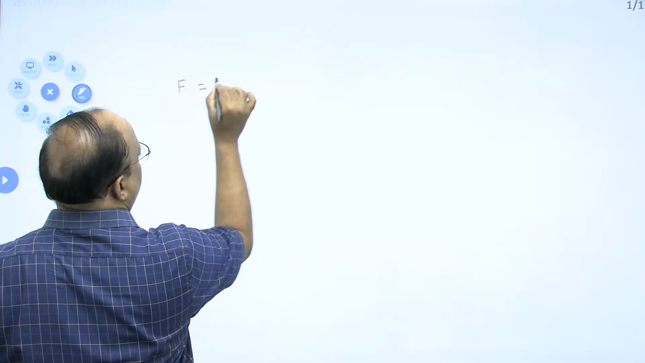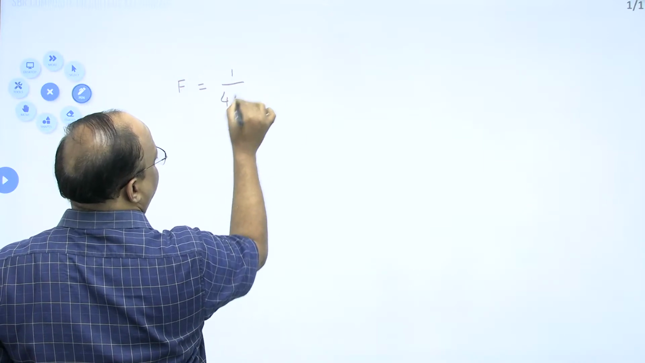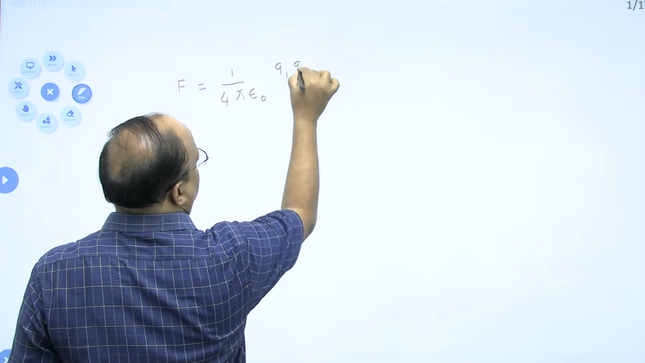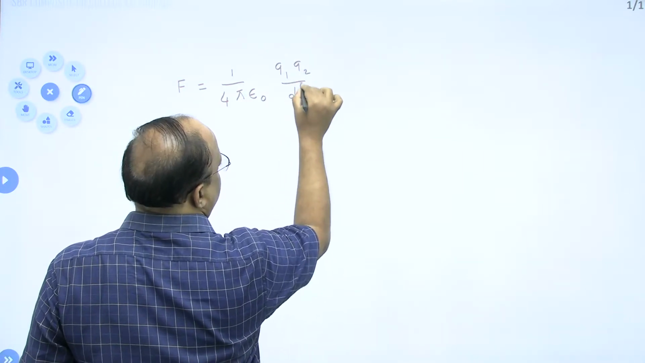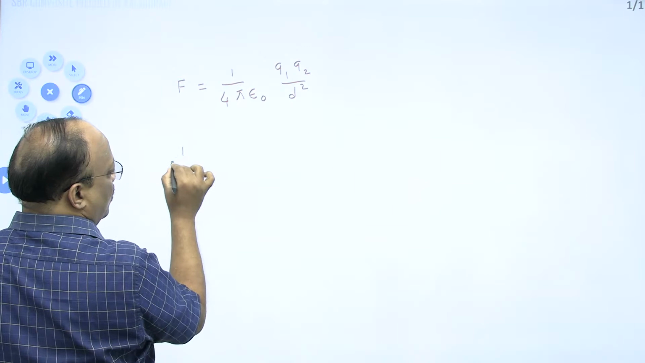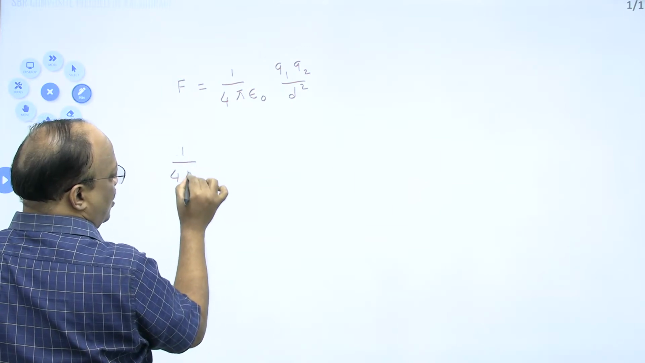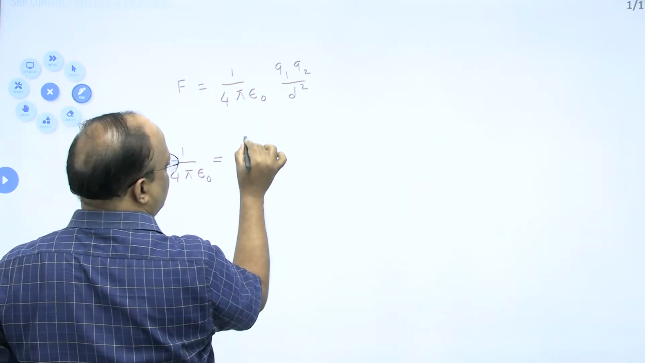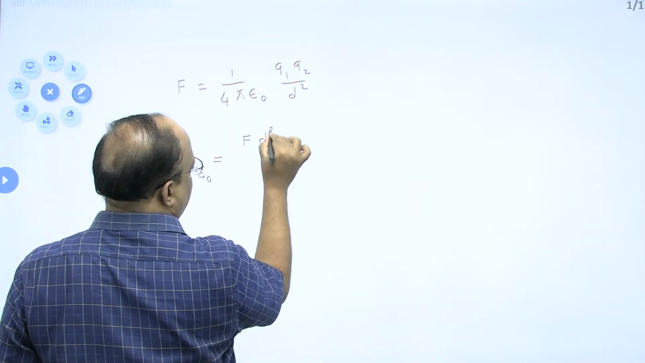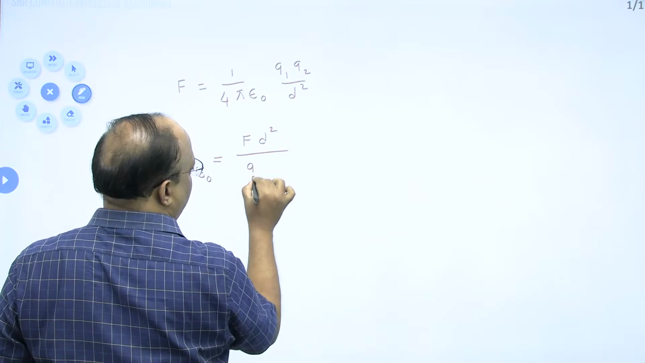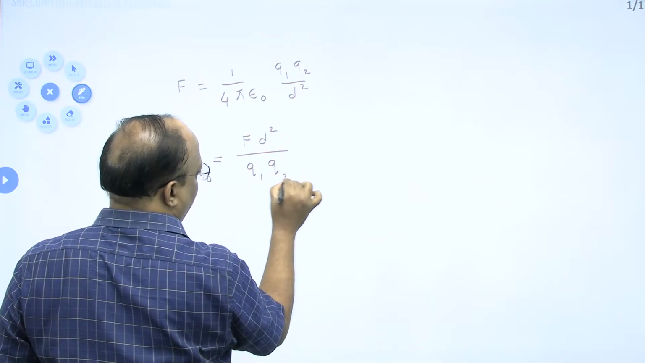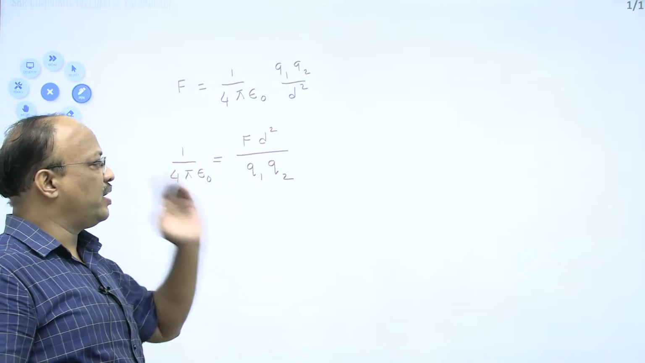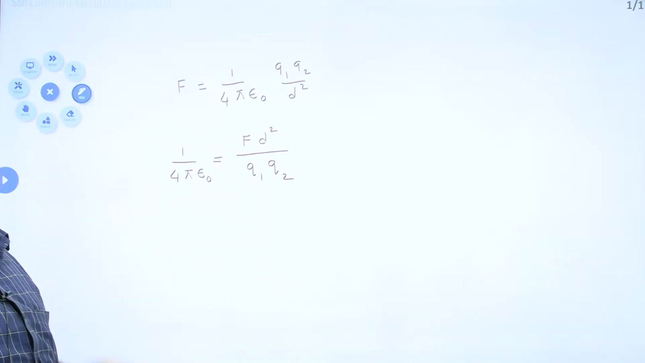So F is equal to 1 by 4 pi epsilon naught q1 into q2 by d square. So 1 by 4 pi epsilon naught is equal to F into d square divided by q1 into q2. I can write it as F d square by q1 into q2.